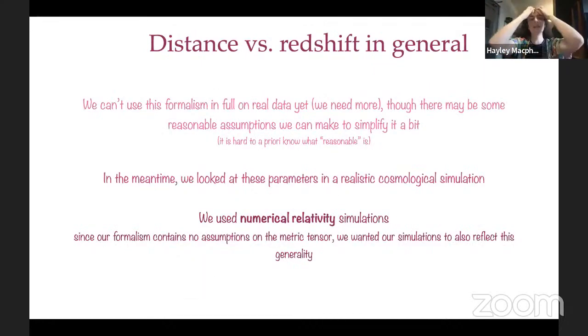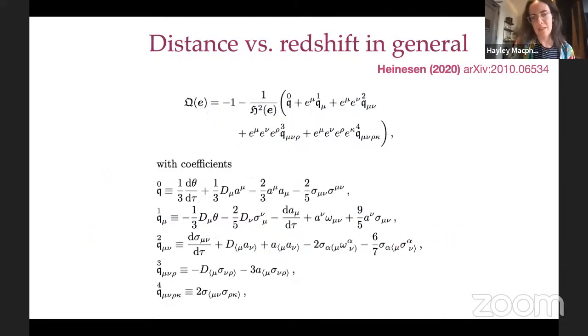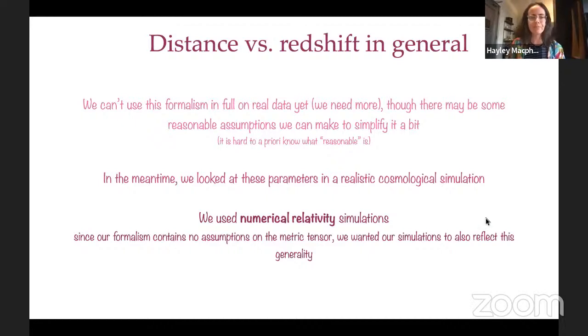And so, as I mentioned before, this general formalism has many, many degrees of freedom. And so we can't quite use it on real data just yet. And so what we want to do is to find some reasonable assumptions that we can make to simplify it a bit. And like Tim said, to assume that our observers are geodesic is one of the obvious simplifications we could make. Although aside from that, it's a priori hard to know what reasonable is and to know which terms in these kind of complicated expressions we can actually ignore.